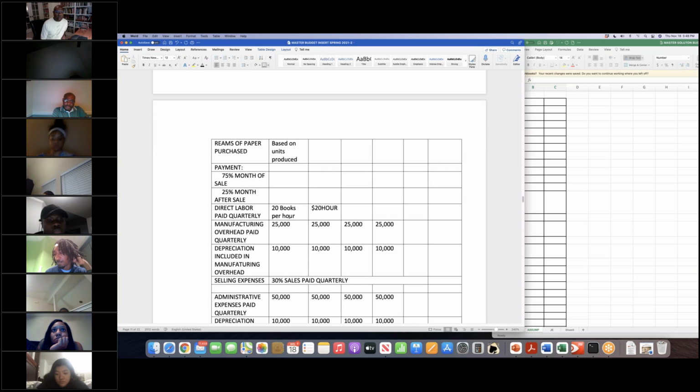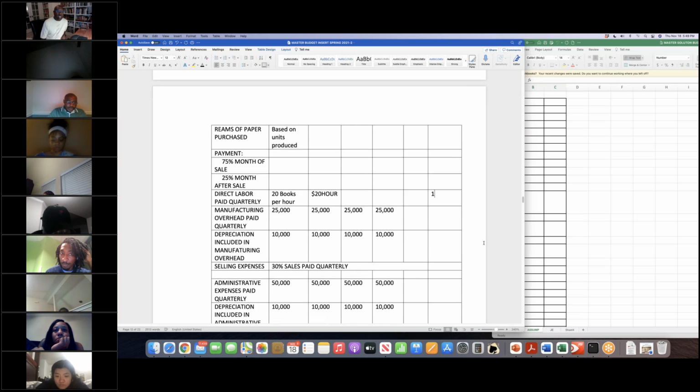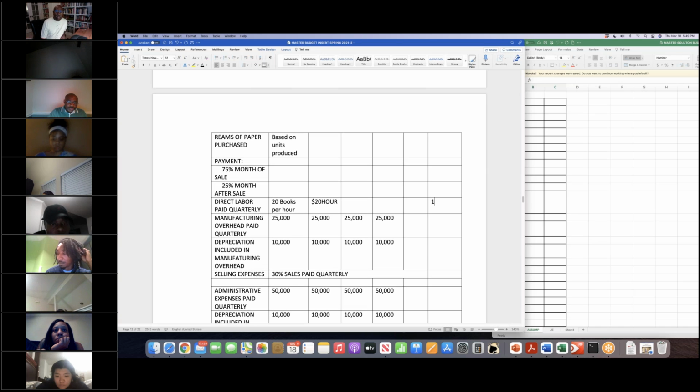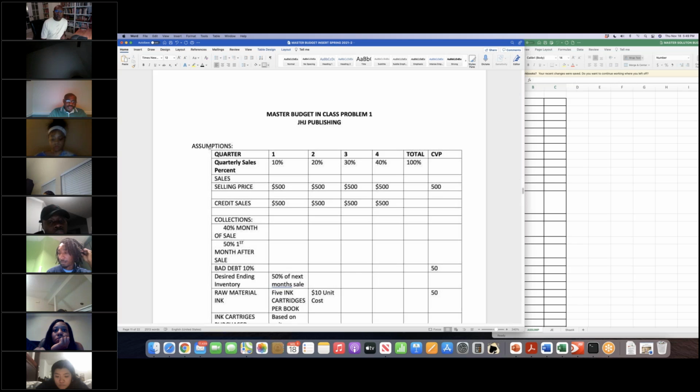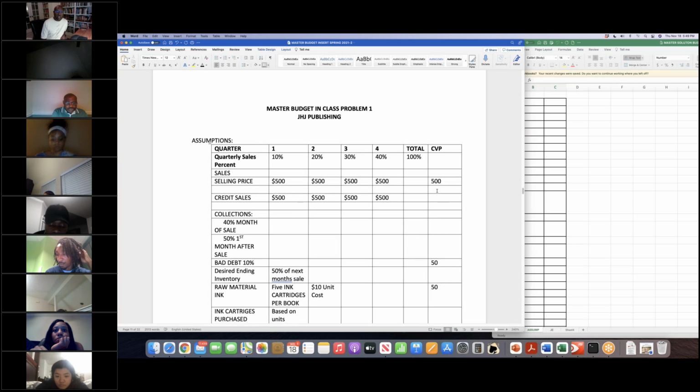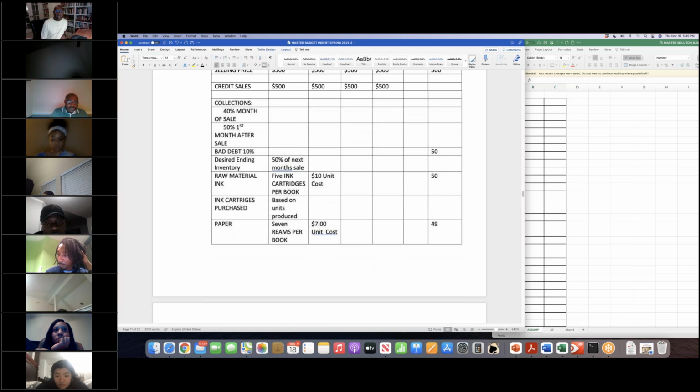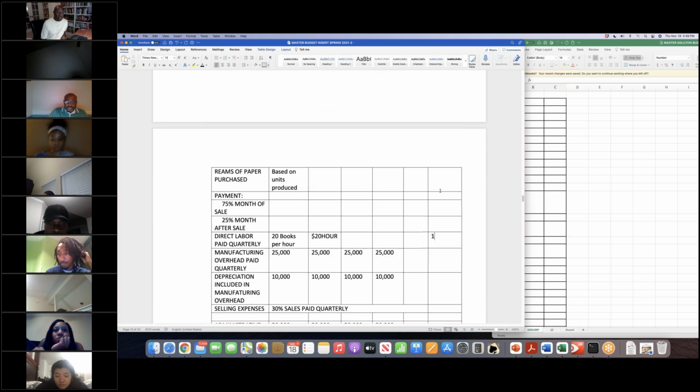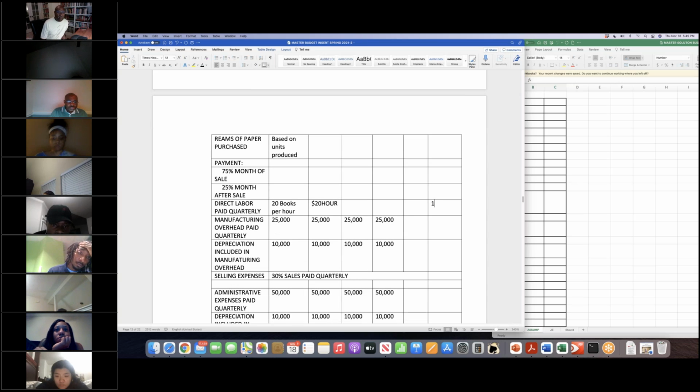We make 20 books per hour. So what am I going to put in this column? Tyler, what's going to go in this column? They make 20 books an hour, and it's $20 an hour. That's one. One's going to go in that column. So what we have so far pretty much are the variable expenses. We'll pick up one more in a few minutes.